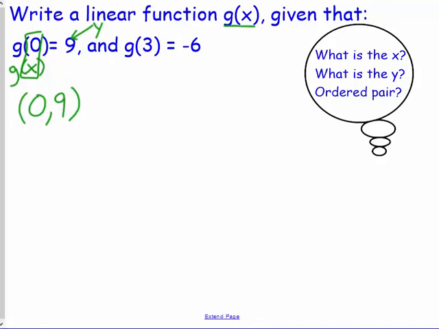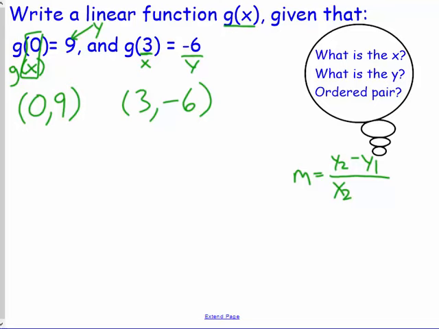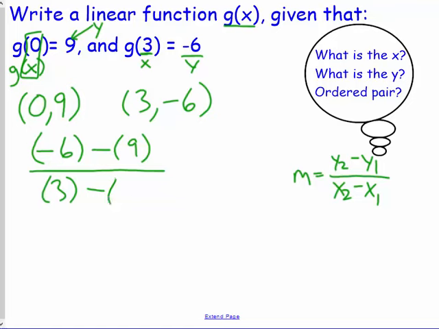Works the exact same way in the second ordered pair here. I have g of 3 equals -6. That means I have a 3 for my x value, and that makes -6 essentially my y value, my g of x value. So I have two ordered pairs, 0, 9 and 3, -6. Given this, I should be able to use the slope formula to find the slope between two ordered pairs. Remember, it's y2 minus y1 over x2 minus x1 to find the slope given two ordered pairs. And so that's what I'm going to do. I'm going to say, okay, I have -6 minus 9 over 3 minus 0. Y is on top, x is on bottom, ordered pairs on top of each other.